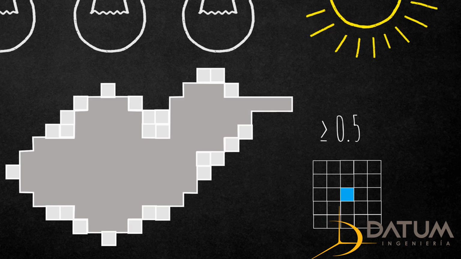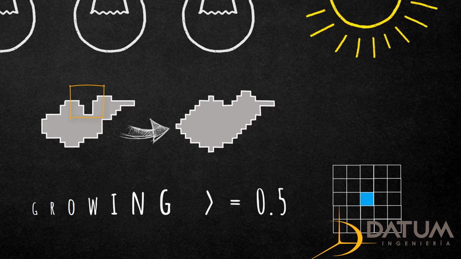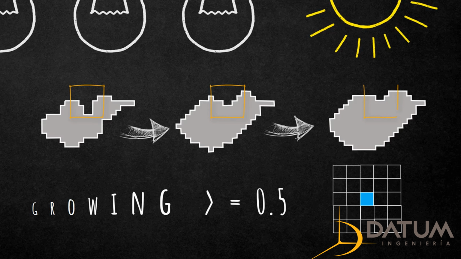Using these settings, a very nice side effect is that you're closing these narrow gaps that you have. So the object is becoming more compact when setting growing to larger than 0.5.